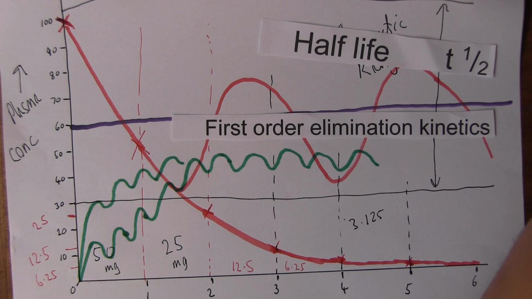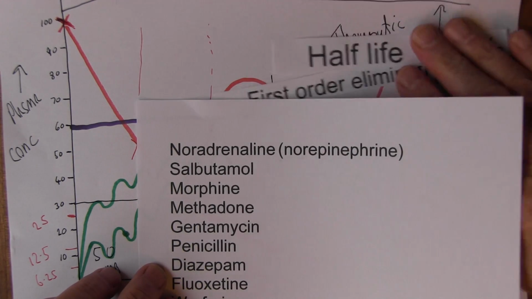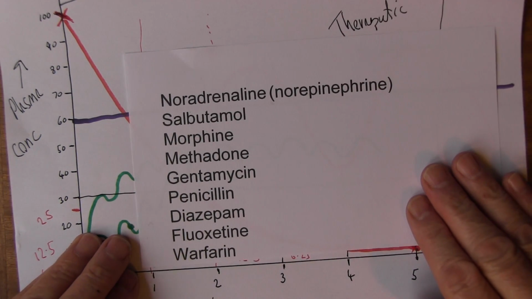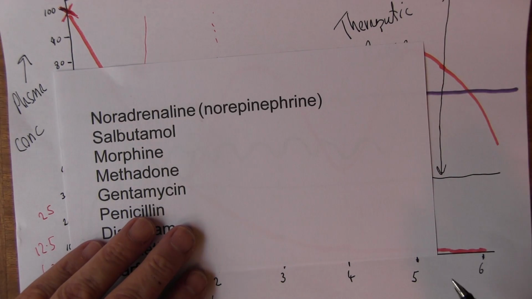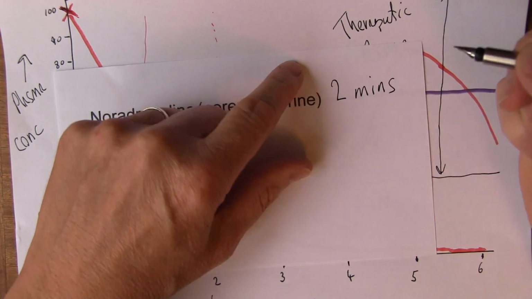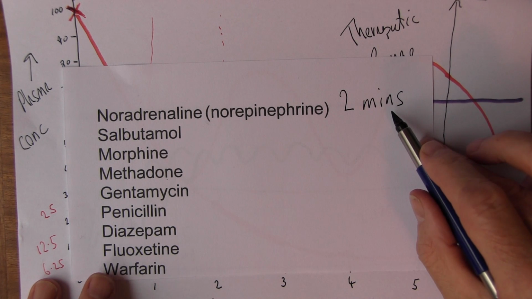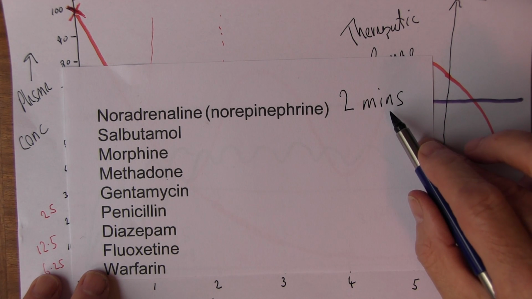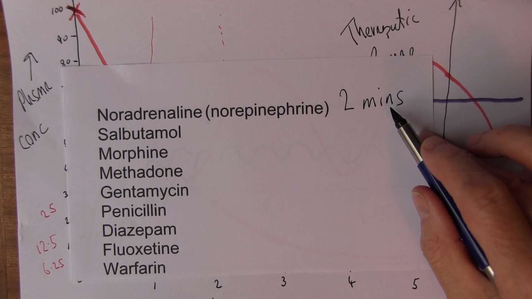Now I think maybe to bring this to life a bit, we might give some real life examples. So here's some common drugs. You may well recognise some of these. Now noradrenaline, or norepinephrine, has got a very short half-life, about 2 minutes. So if you give someone an intravenous dose of norepinephrine or noradrenaline, you can see the heart rate go up, but then it will go down fairly quickly after a few minutes because the half-life of the drug is short. It's quickly metabolised and broken down by different biochemical systems in the body.